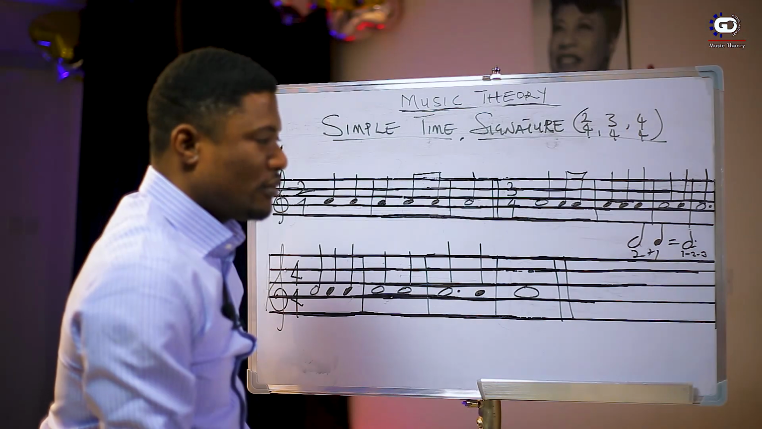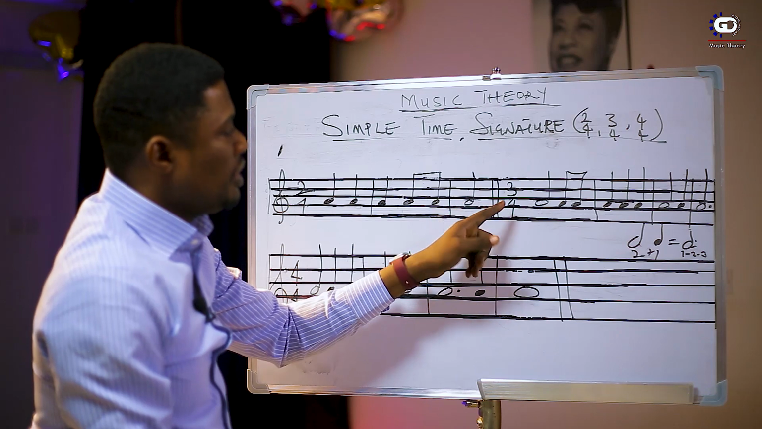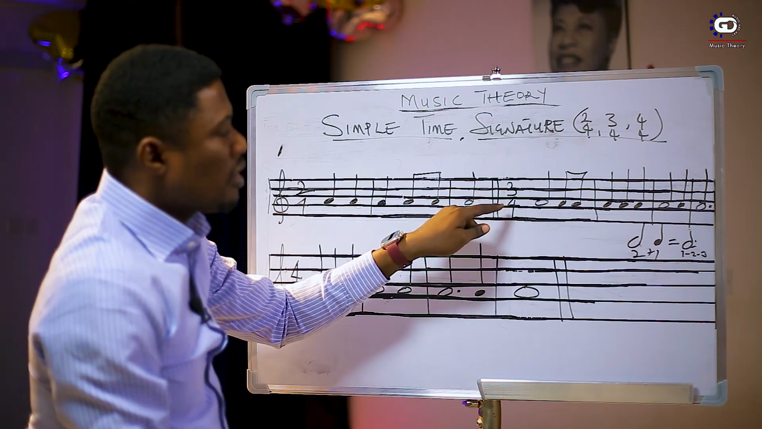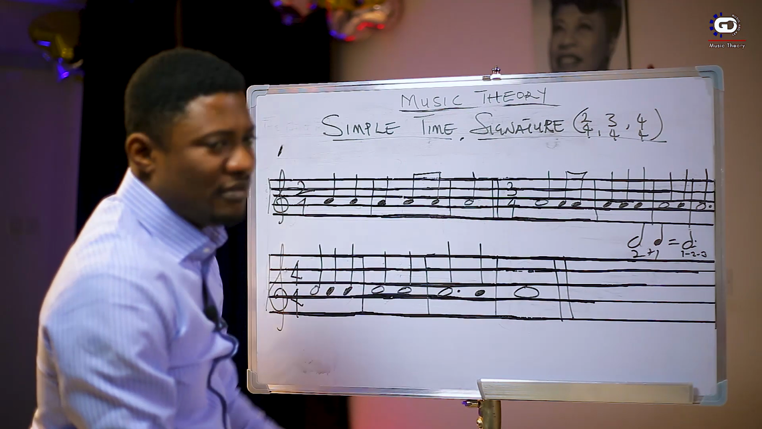Let's talk about the 3/4 time signature. 3/4 time signature means that you must have three quarter notes or three crotchets in every bar.